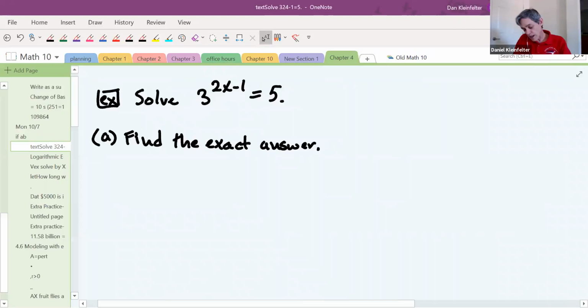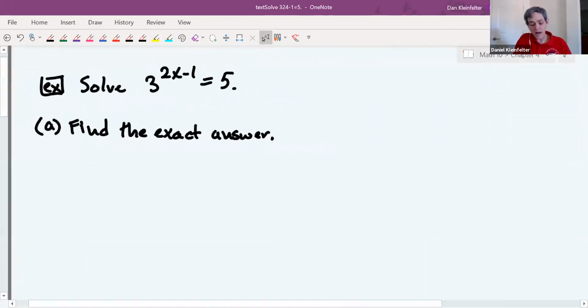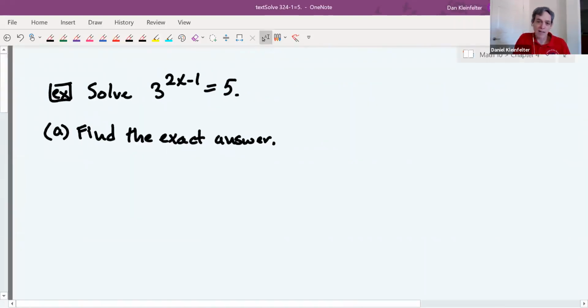When we don't have the ability to easily write both sides as powers of the same thing, we're going to take a different approach. Here, it's kind of hard to write 5 as a power of 3, right? 3 to the first power is 3, 3 squared is 9. 3 raised to what power is 5? That's kind of hard to do. So instead, what we're going to do is take the logarithm of both sides.